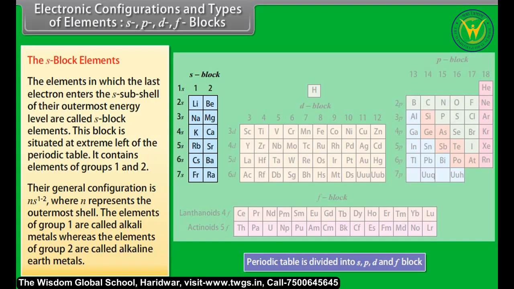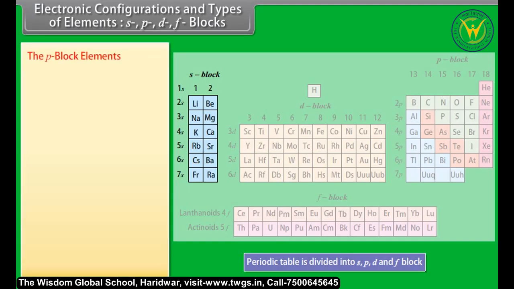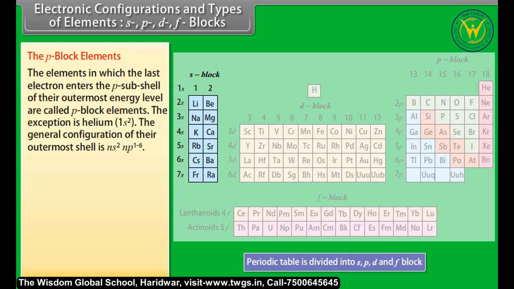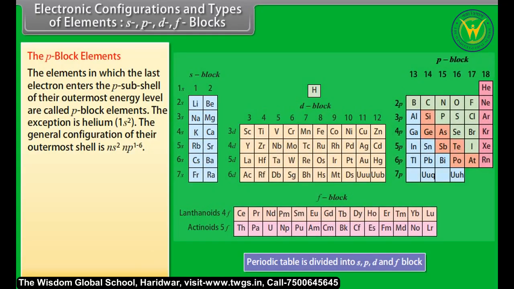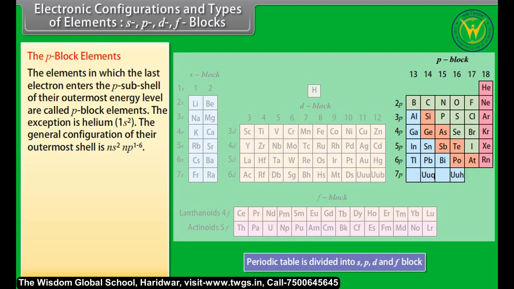The elements of group 1 are called alkali metals, whereas the elements of group 2 are called alkaline earth metals. The P block elements. The elements in which the last electron enters the P subshell of their outermost energy level are called P block elements.